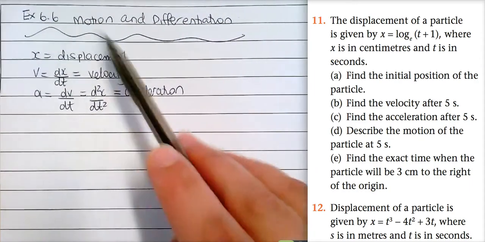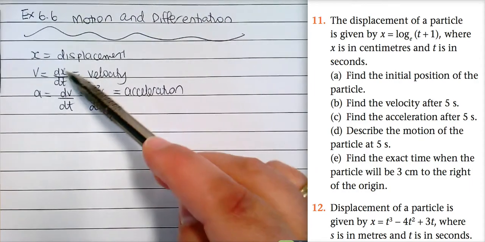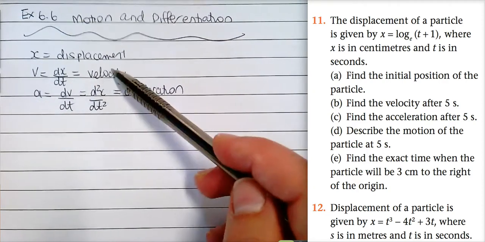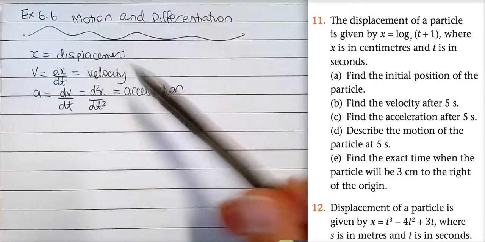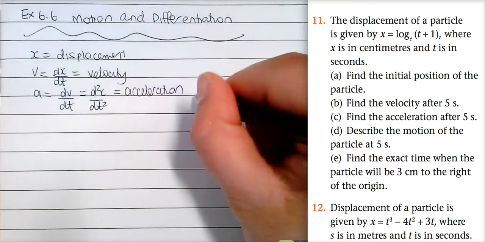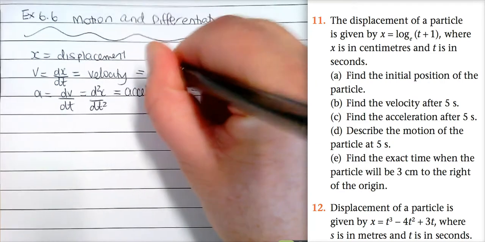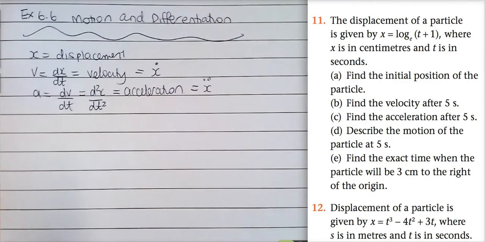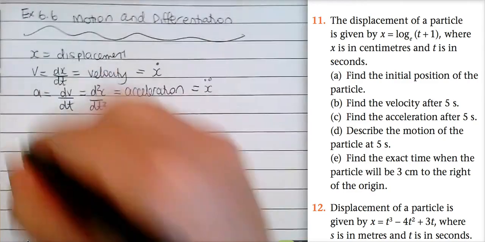The main thing is x is displacement, v is the first derivative, which is the velocity, and a is the derivative of the velocity, or the second derivative, which is acceleration. Velocity can be written as x dot and acceleration x double dot, and we know displacement is just x. All right, let's look at some questions.